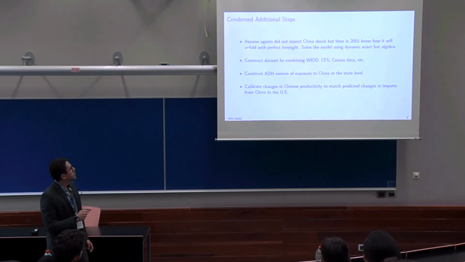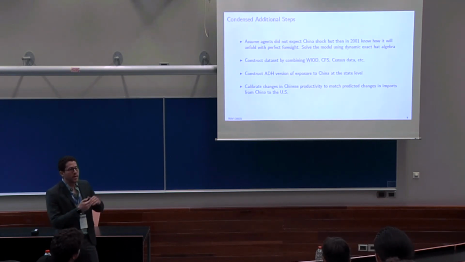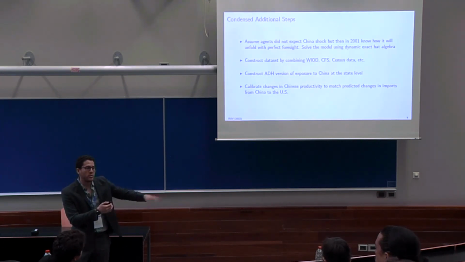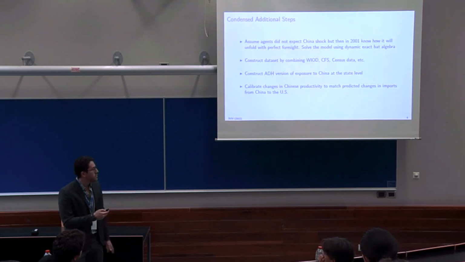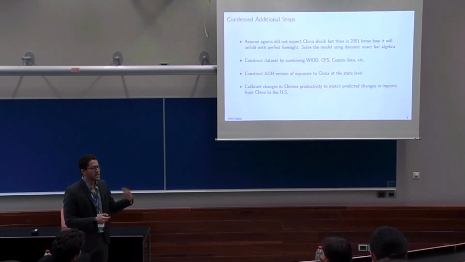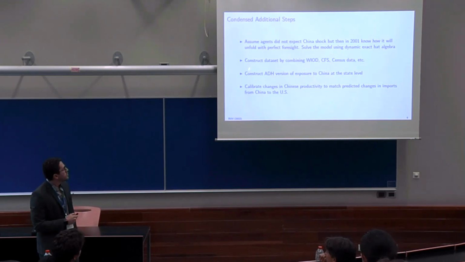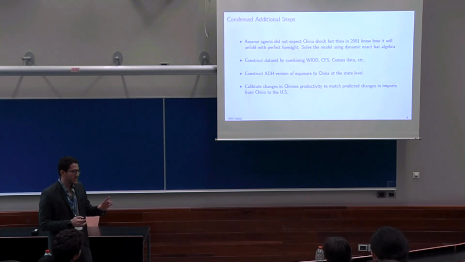Okay, so given the time, I'm going to tell you pretty fast about some of the other steps that we do. We're going to assume that agents did not expect the China shock up until 2000. Then in 2001, they learned that the China shock is going to hit, including the path going forward from 2001 to 2007 of the China shock, with perfect foresight. And then we solve the model using dynamic exact hat algebra, as in Caliendo and Parro and extended to dynamic settings by CDP.